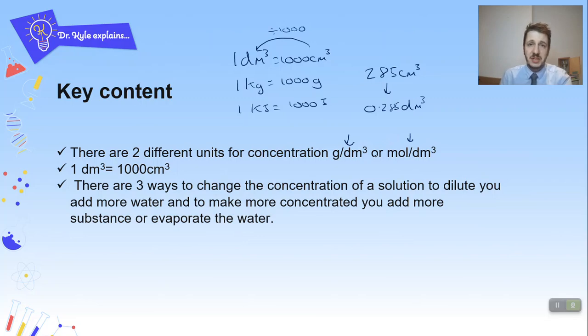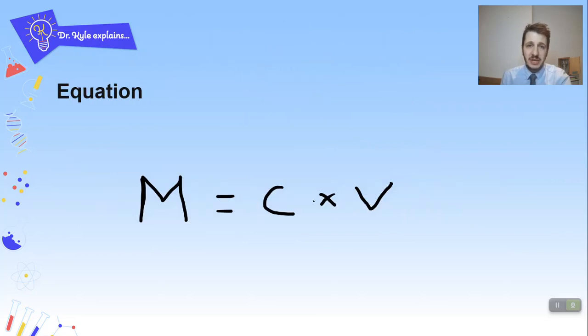Now for your GCSE you also need to know how to change the concentration of a solution, and there are 3 ways to do that. You can either dilute by adding more water, or you can make it more concentrated by adding more substance or evaporating some of the water. Okay, so the equation you need then is M equals C times V.